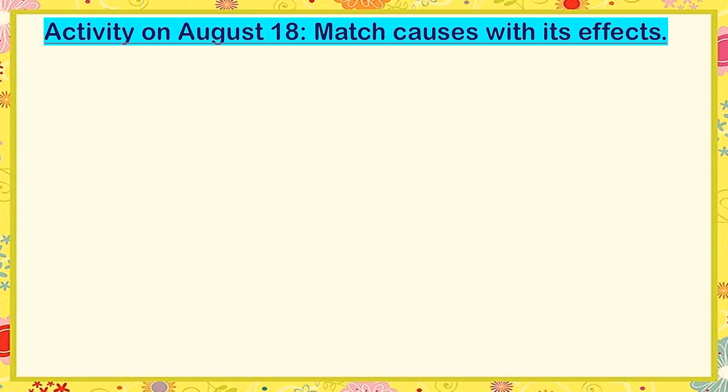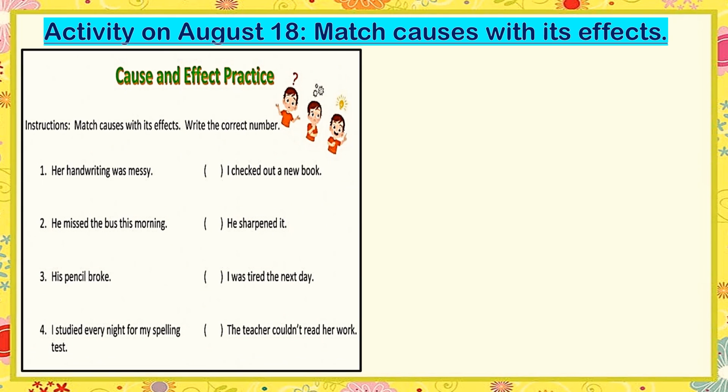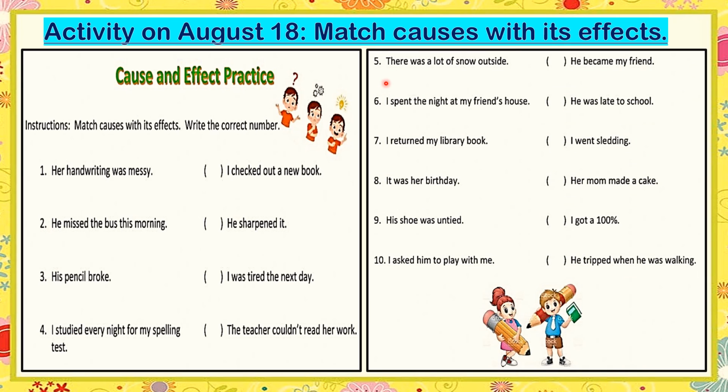So class, we now come to the end of our discussion. So it's time for us to do our activity for today, which is matching causes with its effects. So cause and effect practice. The instruction: match causes with its effects. Write the correct number. On the left side, class, we can see numbers 1, 2, 3, 4, and number 5, 6, 7, 8, 9, 10. We are going to match these sentences to the column on the right.